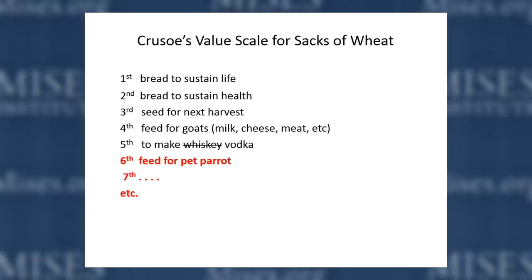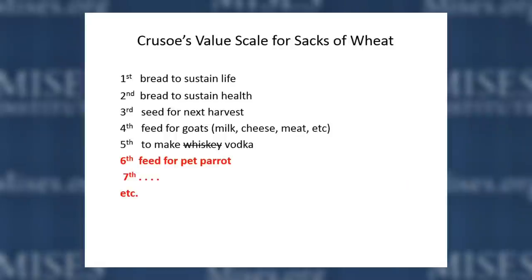So for Menger, then, marginal utility, okay, is the satisfaction of the lowest valued want that the supply can fulfill or serve. That is what he gives up, and that is the marginal utility. Let me just stop there for a second. So now what happens to the value of wheat after one sack is destroyed? Is it more or less important to him, each of the remaining units?